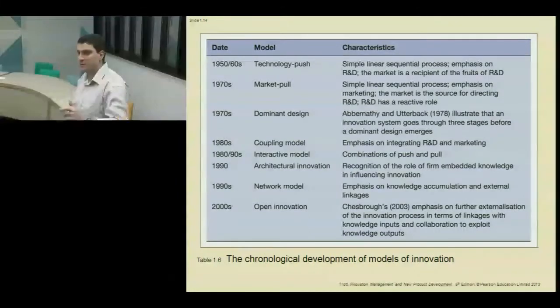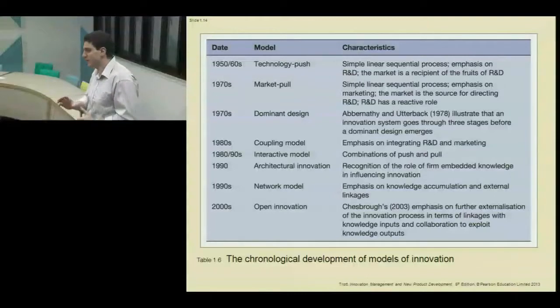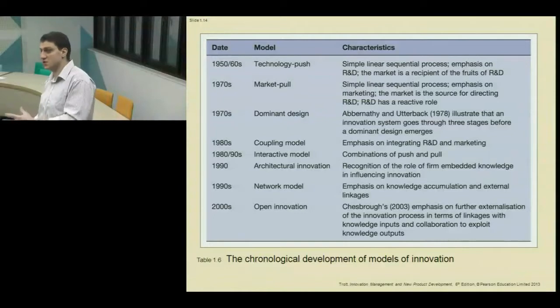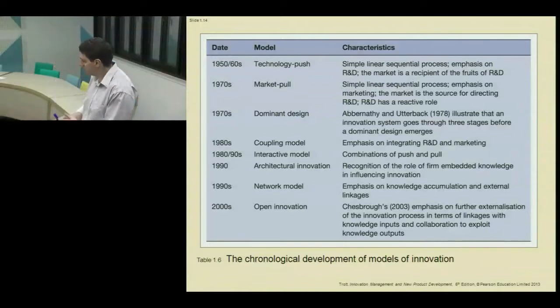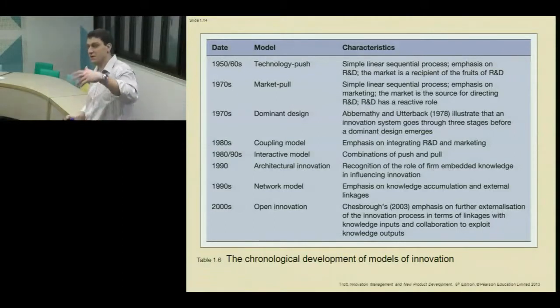In the 70s, we had the exact opposite. Simple, again, linear processes, but the emphasis on marketing. So it was then that the marketing actually started to develop. The market is the source of directing R&D, and R&D has a reactive role, not a proactive. That's a difference. In the 50s, we have a proactive role of R&D, and in the 70s, we have a reactive role of R&D.